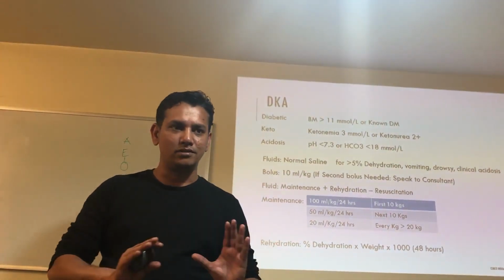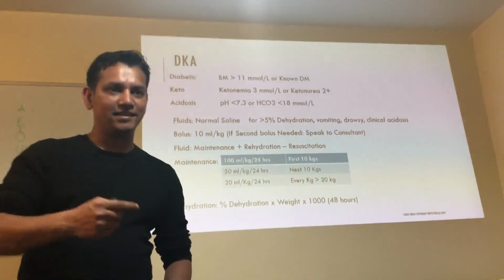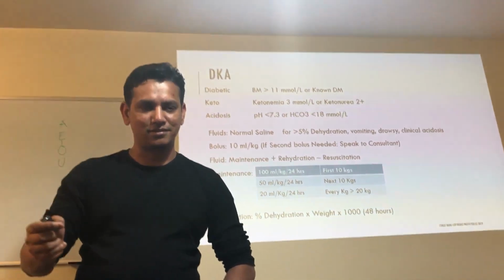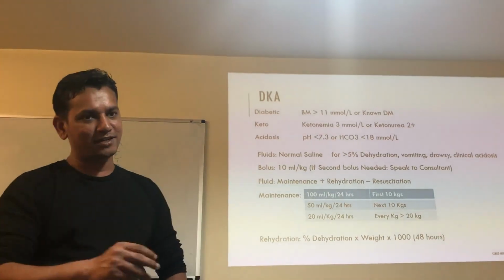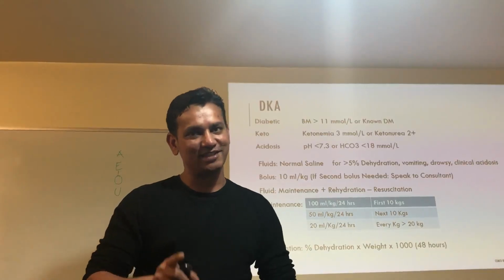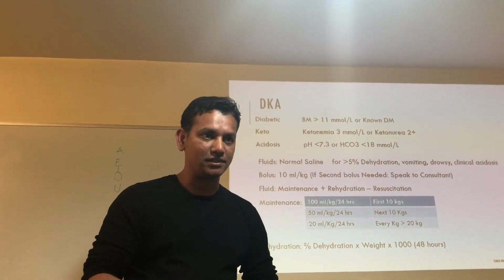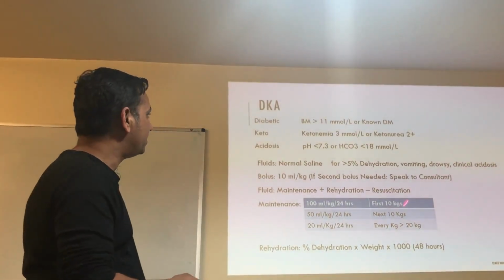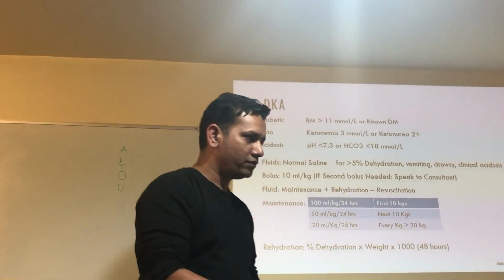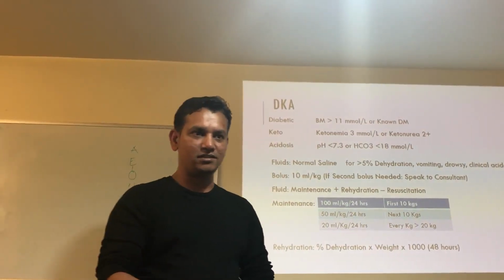It becomes very simple if you define it like that rather than memorizing. All three criteria have to be fulfilled to be diagnosed as diabetic ketoacidosis. Sometimes you may see a patient who's maintaining his pH and bicarbonate is normal. That patient has diabetic ketosis, not diabetic ketoacidosis. However, the treatment might remain the same, but your definition changes. Treatment is fluids. Anybody with more than 5% dehydration, vomiting, or drowsy, give them fluids.